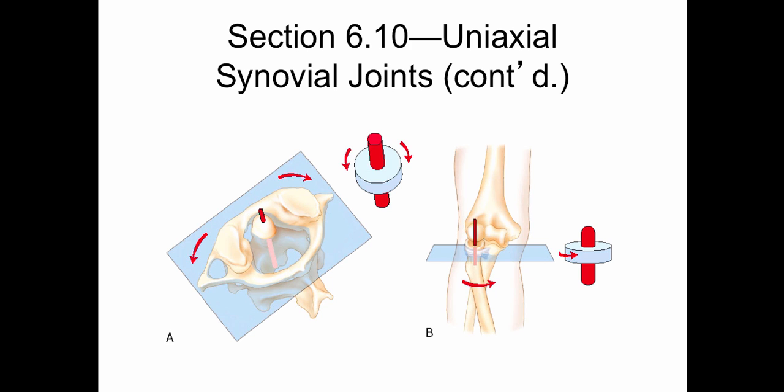Both diagrams A and B are examples of uniaxial synovial pivot joints. A shows the atlantoaxial joint, and figure B shows the proximal radioulnar joint of the forearm.